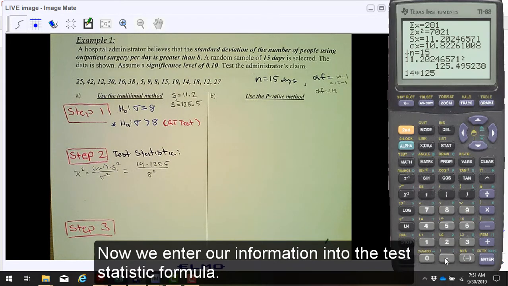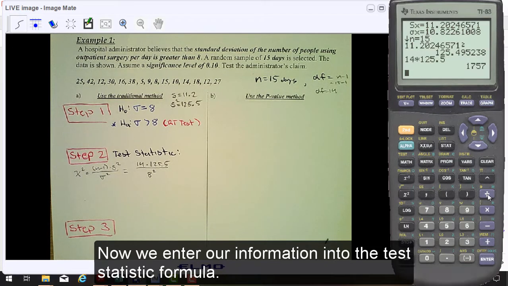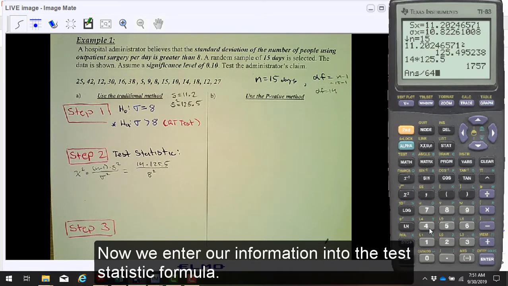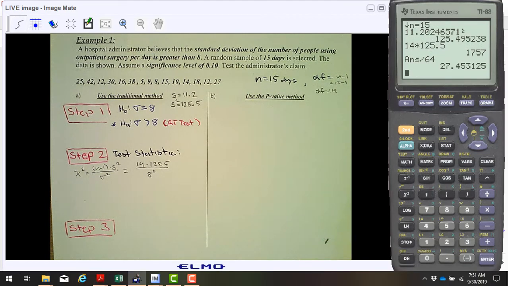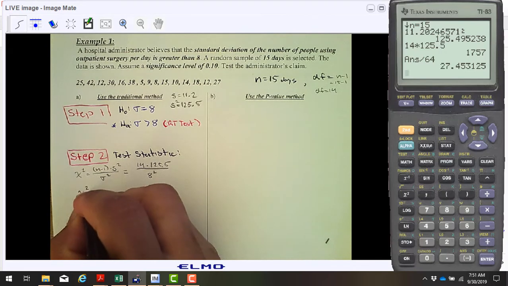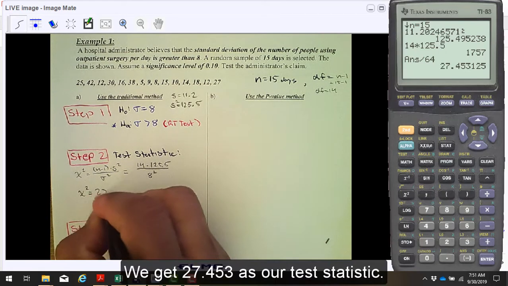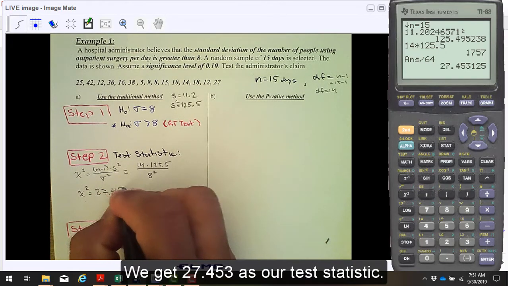Now we enter our information into the test statistic formula. We get 27.453 as our test statistic.